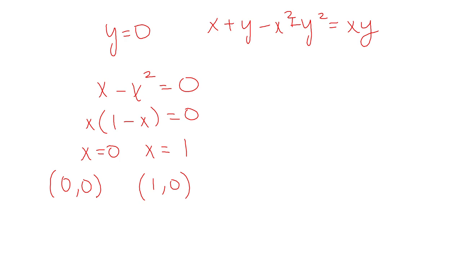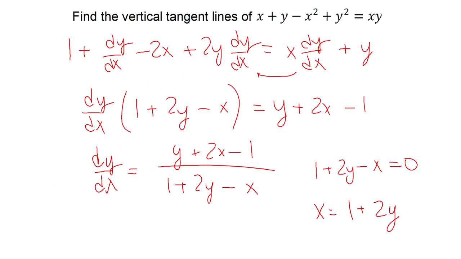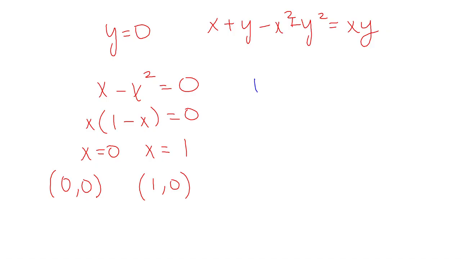We need to check those in our numerator of our derivative to see if they make it 0 also. If they make it 0 also, then these are not vertical tangent lines. But if they don't make that 0, then they are vertical tangent lines. So our numerator of our derivative here was y plus 2x minus 1. So we're going to now test them in y plus 2x minus 1.